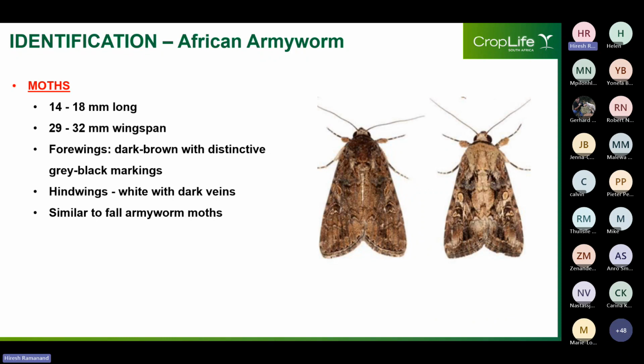Okay, so Spodoptera exempta moths are stout-bodied moths of typical noctuid appearance, about 14 to 18 millimeters long and around 29 to 32 millimeters in terms of wingspan. The abdomen is covered with pale gray-brown scales, except for the tip in the female, which has black hair scales characteristic for the species. Forewings are dark brown with distinctive gray-black markings, as can be seen on your screens. Hindwings are white with dark veins. In essence, African armyworm moths look similar to their fall armyworm counterparts.